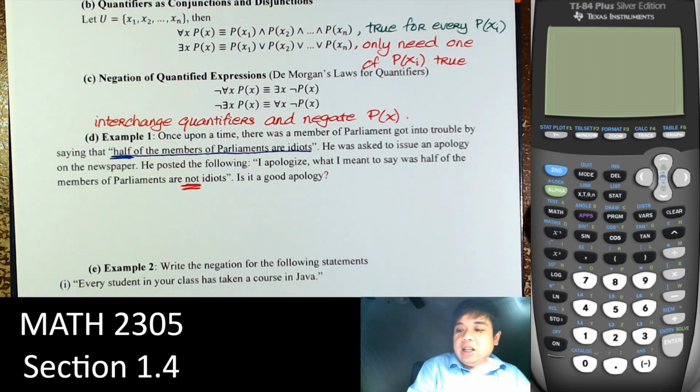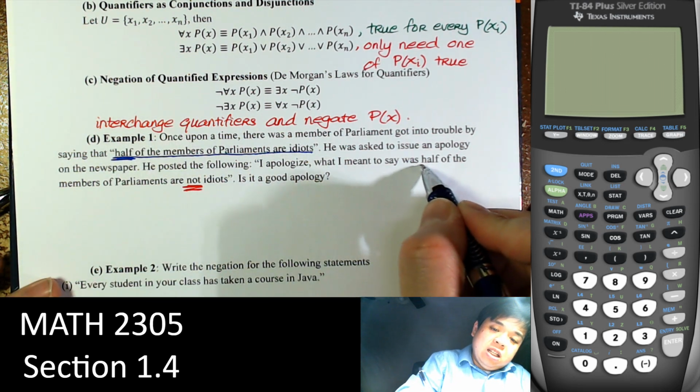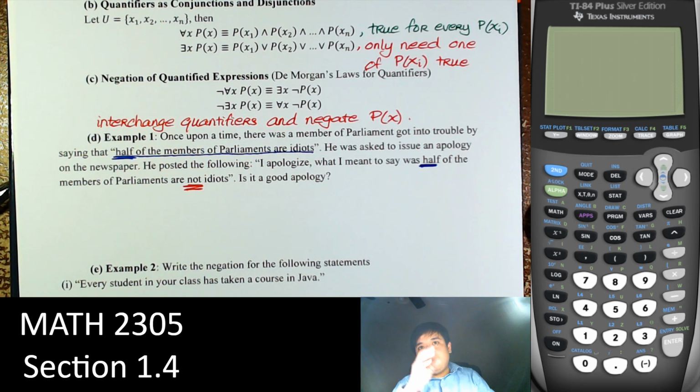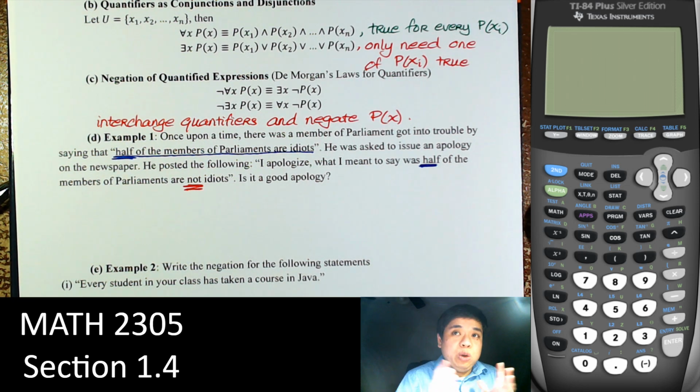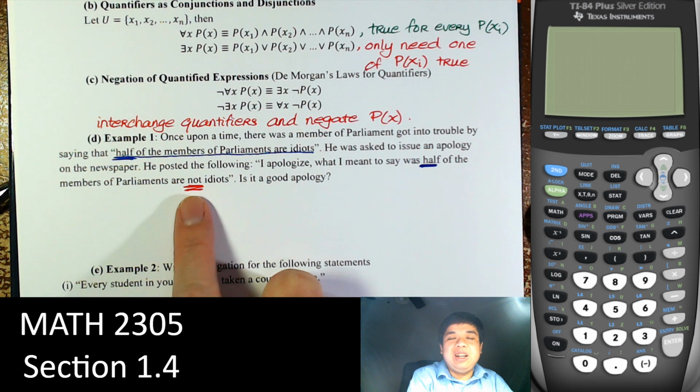However, this is not really the negation of the whole statement. We did not change the quantifier, so that doesn't change the meaning at all. It is not a negation. Think about this: if half of them are not idiots, maybe the other half is still idiots, right?